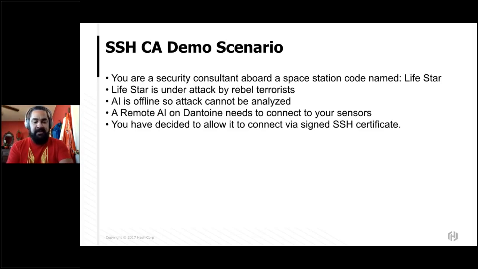You've been tasked with granting the AI remote access to the remote sensor units. Wise of the ways of the Force, you decide to use your newly installed Vault server to sign the AI's SSH keys with your Vault SSH-CA and allow it to connect to the sensors directly.